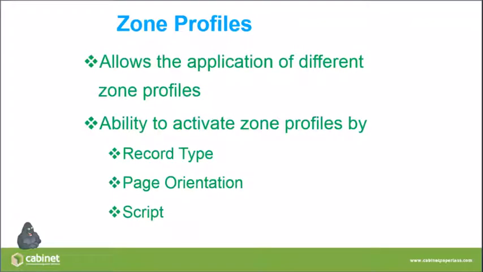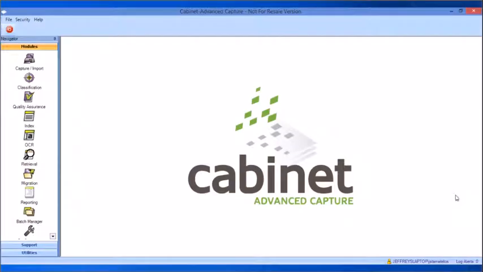The next feature that classification builds off of is called zone profiles. This allows the application to have different zone profiles for different types of documents. And I can activate these zone profiles based on different record types. So every time there's a different record type, it can activate a different zone profile. I can have zone profiles activated on different page orientations or a custom written script. So now, before we really get into a demo of how zone profiles work, I want to show you a little bit about how they're set up.